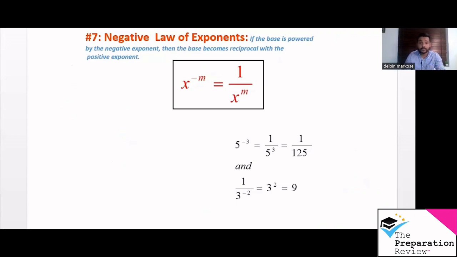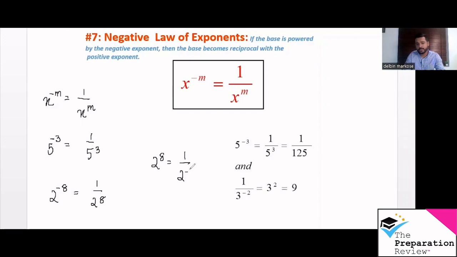Now, negative exponents. Let's say this is the rule. Whenever we get an expression x raised to minus m, you have to remember, I can write it as 1 divided by x raised to m. For example, 5 raised to negative 3, I can write as 1 divided by 5 raised to 3. Or 2 raised to negative 8, I can write as 1 over 2 raised to 8. Backwards also, 2 raised to 8, I can write as 1 over 2 raised to negative 8.